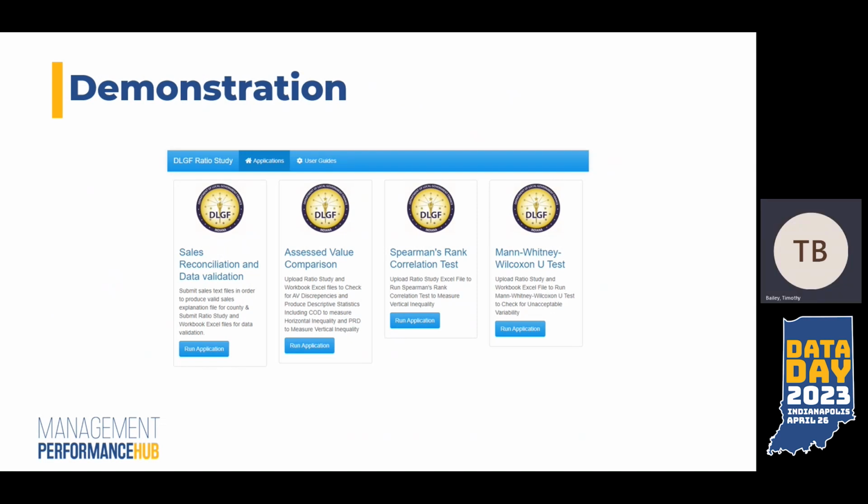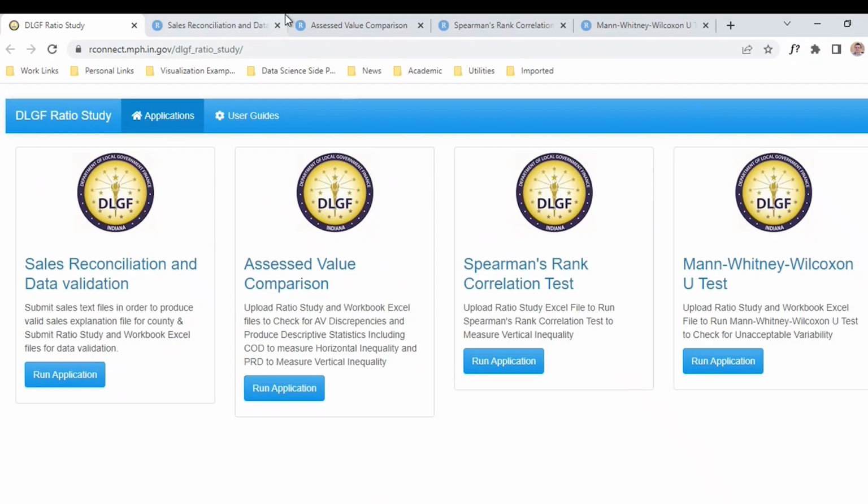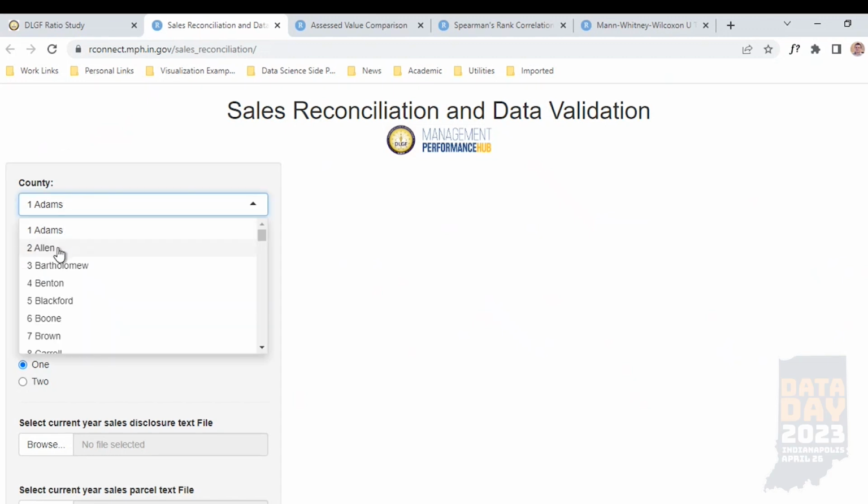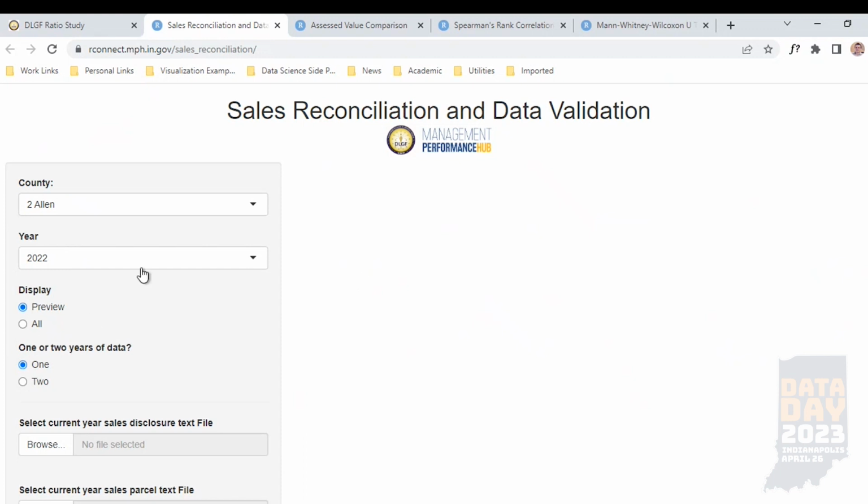So this is what the landing page, homepage of the ratio study application looks like. You can see it's split into 4 different applications at the various stages with a description of what they each do. So I'm going to go ahead and run through a quick demonstration. So we'll go to our first application. And the first thing in all applications is to define the county for which you're running the application, and the year in case you ever need to run previous years.